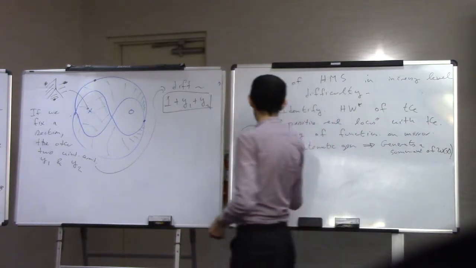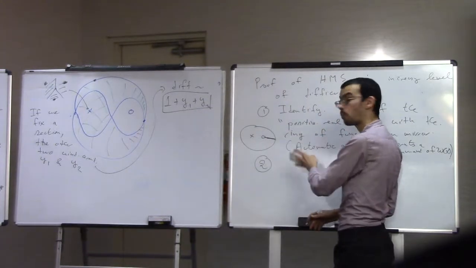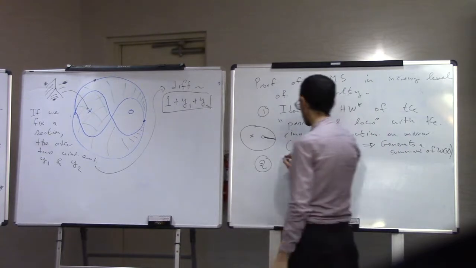So approach number 2 is you look at the space of objects which are supported on exact Lagrangians.